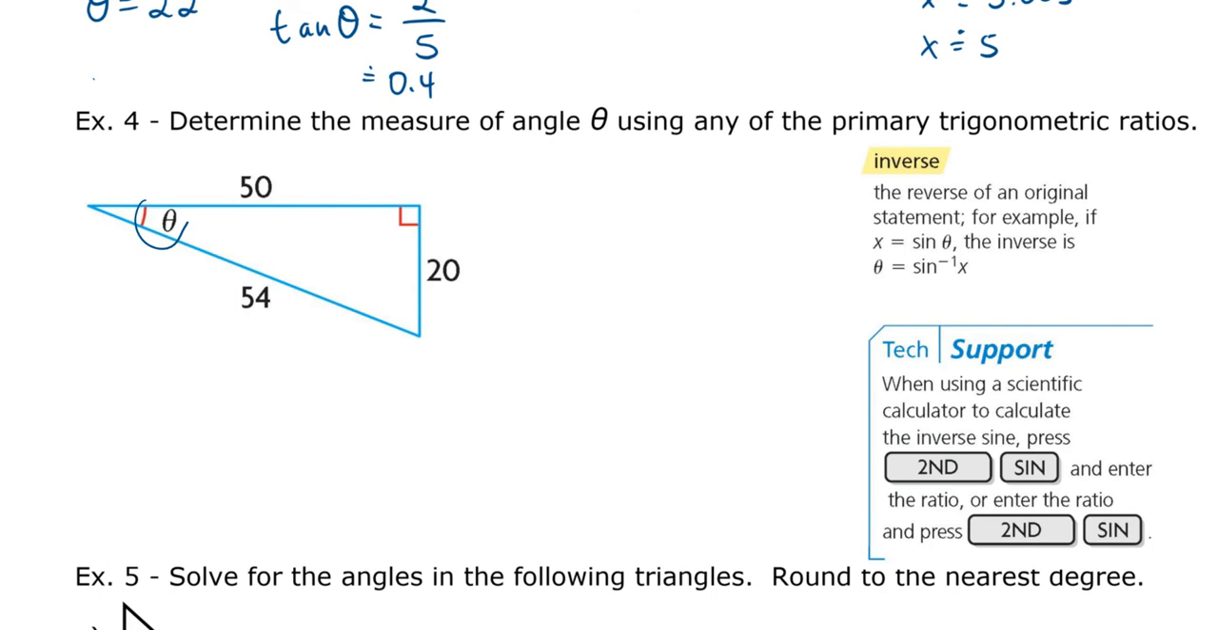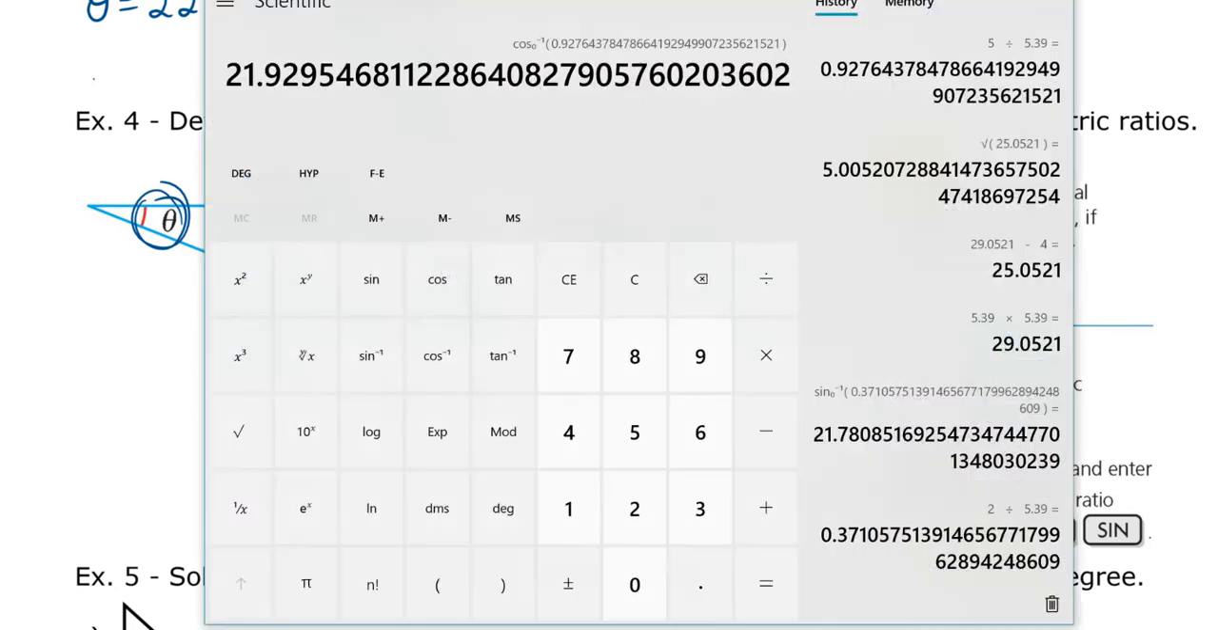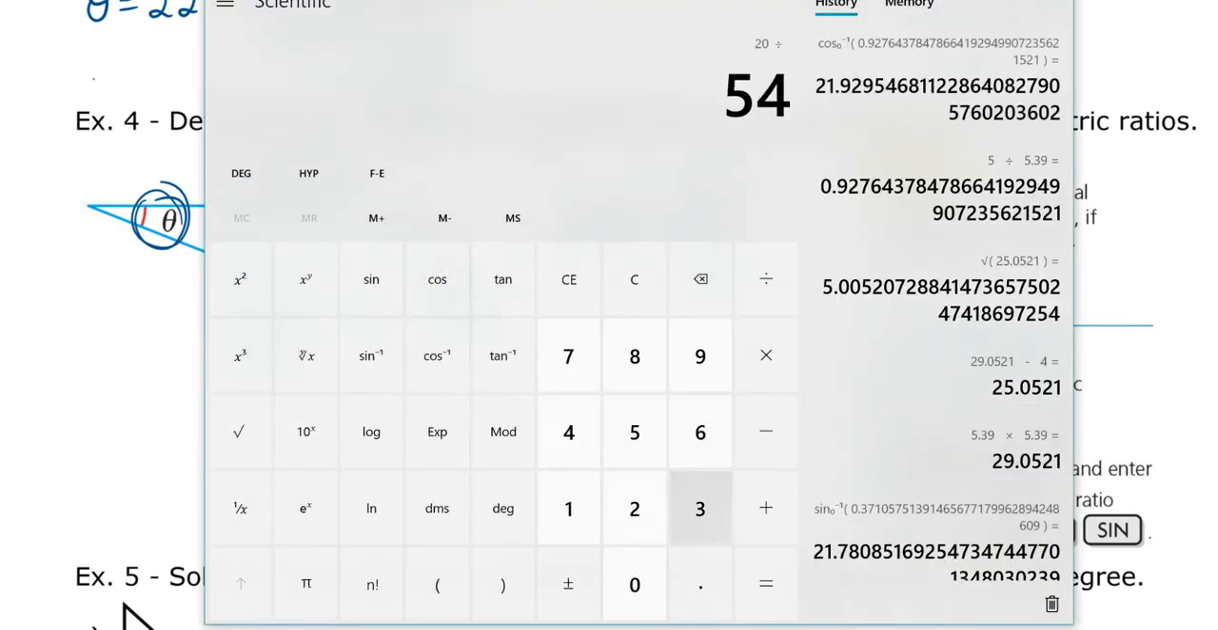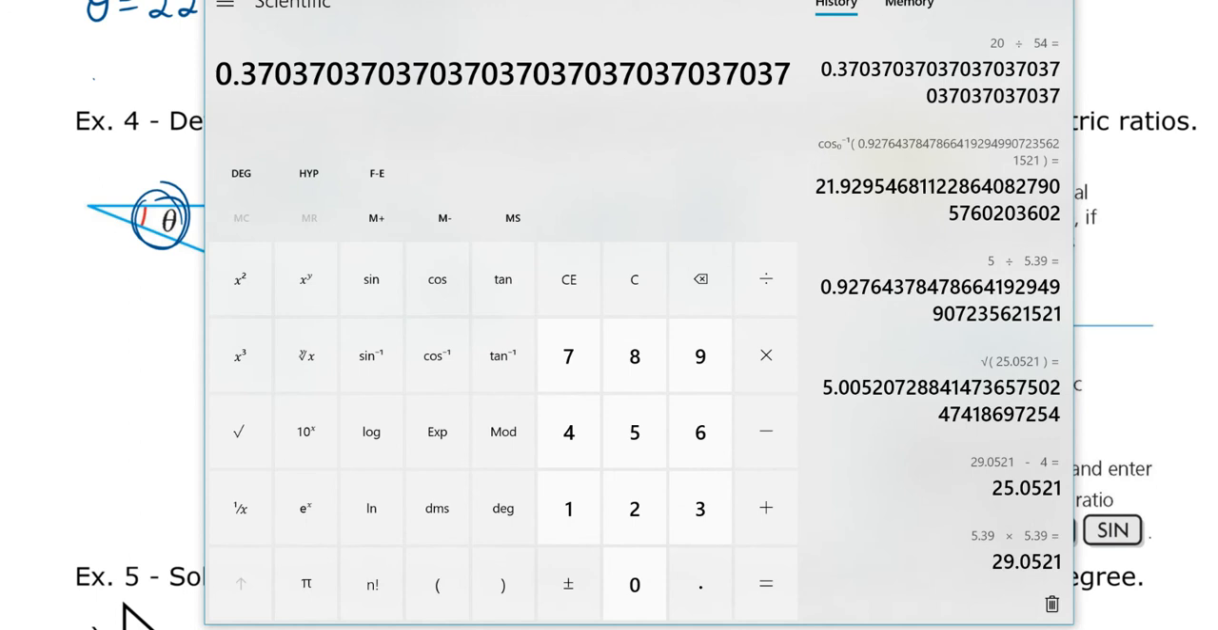So if I have the angle theta marked here, 50 is my adjacent side, 54 is my hypotenuse, and 20 is my opposite. If I use the sine ratio, I have all three sides, so I can use any ratio I want. I'll choose the sine ratio, which is equal to the opposite side, 20, divided by the length of the hypotenuse, 54. So 20 divided by 54 is equal to 0.3703.